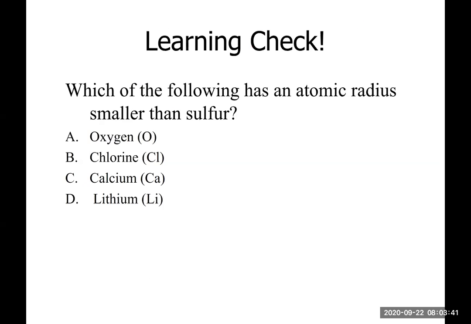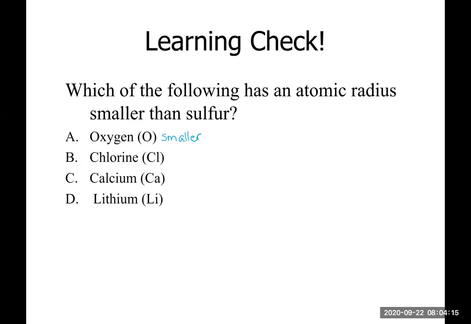So let's look at a question: which of the following has an atomic radius that's smaller than sulfur? If we use the knowledge that we have, then we can use the periodic trend to make a determination about this. Oxygen is directly above sulfur, and we know that the atomic radius increases from the top of the periodic table to the bottom. So oxygen clearly has a smaller atomic radius compared to sulfur.